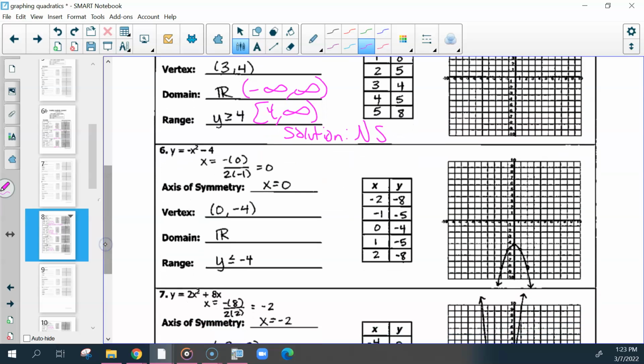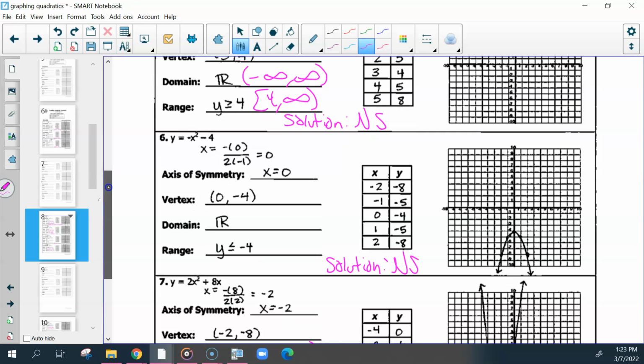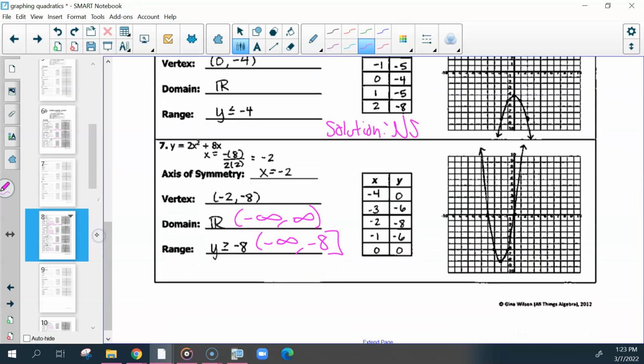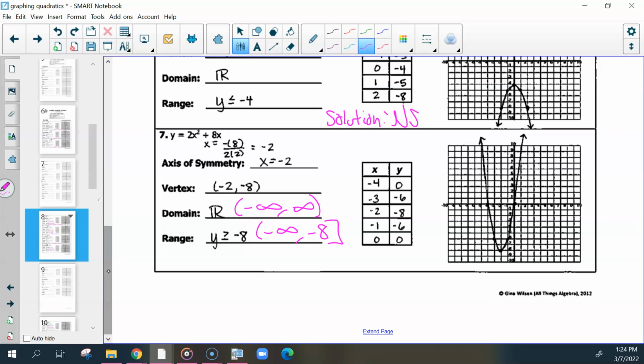Number 6, does this cross the x-axis? No. So again, we have no solution. For 7, does this cross the x-axis? Yes. How many times? Twice. We're going to have 2. And these do go through the grid lines exactly. You can also look at your table because it gave you those. So be on the lookout for those.